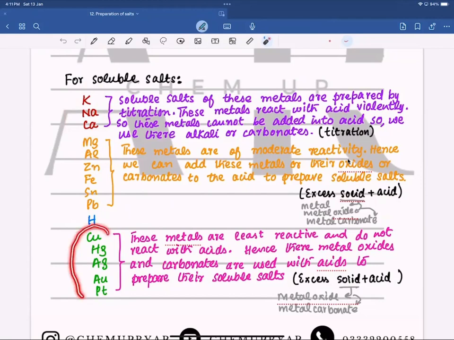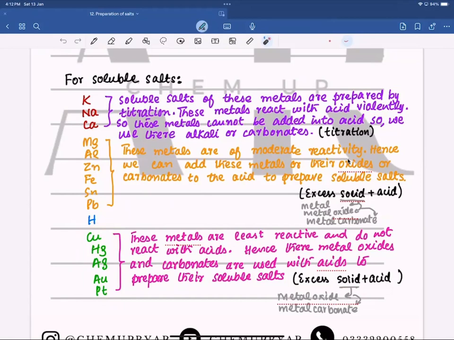Then these metals are of least reactivity and they do not react with the acid, so these metals are not directly added into the acid to produce salts, but their oxides and carbonates can be mixed with the acids to form salts. So here also we use excess solid and mix it in acid to form salts.